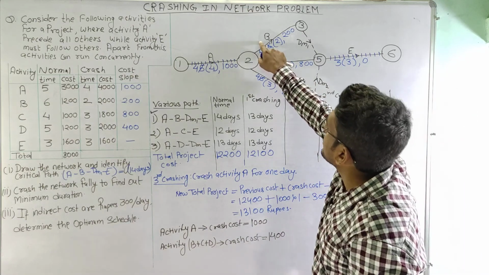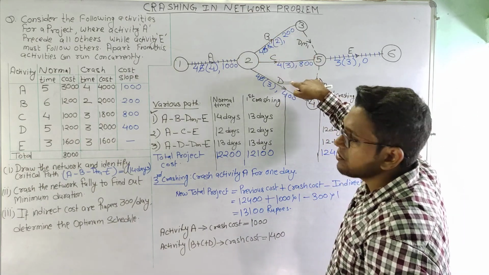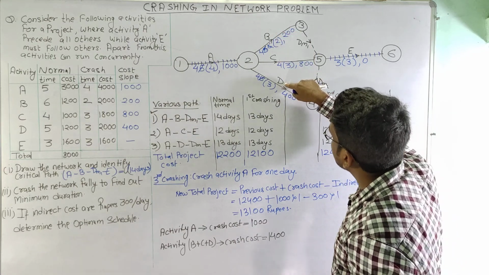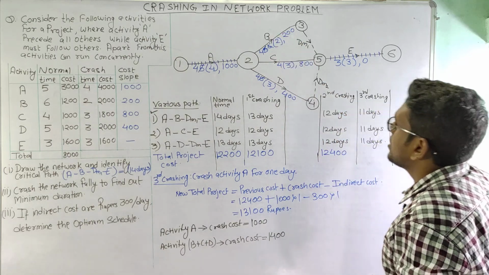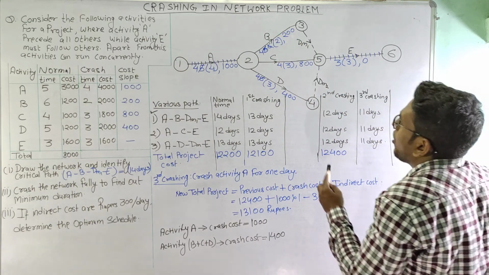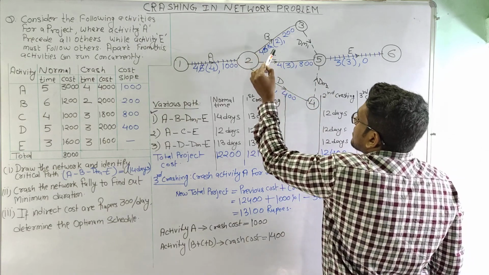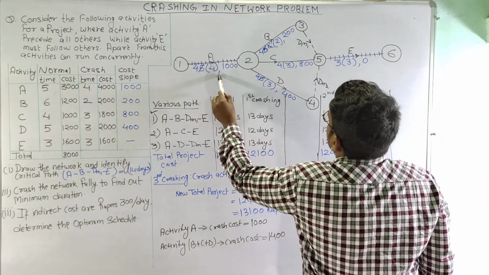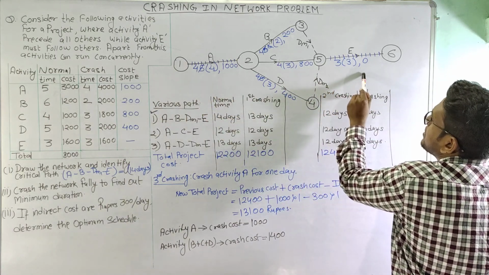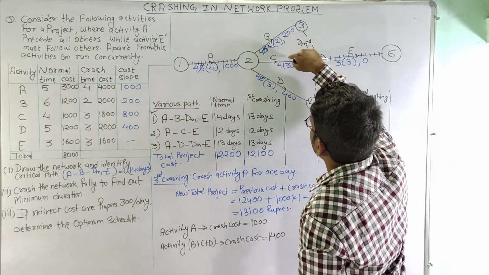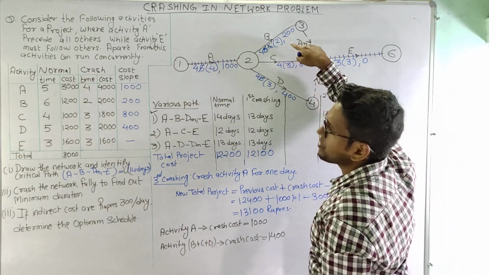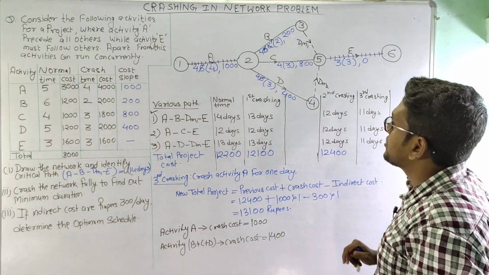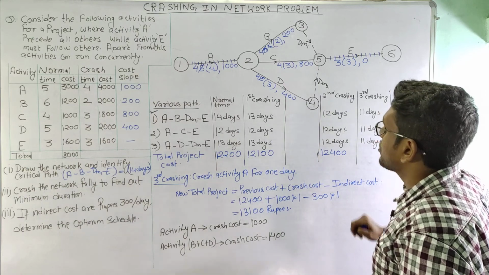So if we crash activity B, we need to crash C and D also. If we crash activity C, we need to crash activity B and D also. If we crash activity D, we need to crash B and C also. So let us see for how many days we need to crash these activities B, C, D together, because we cannot crash activity A, we cannot crash activity E, and if any of these activities has to be crashed, then the other two must be crashed. Otherwise the overall project duration will not change.